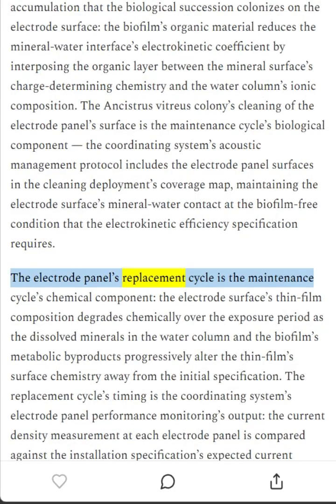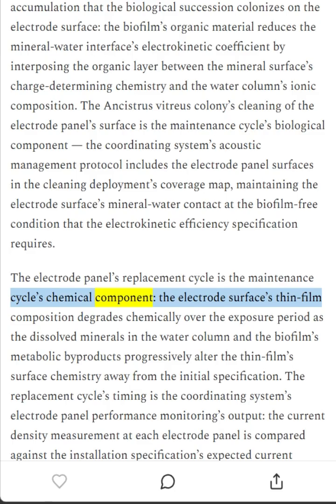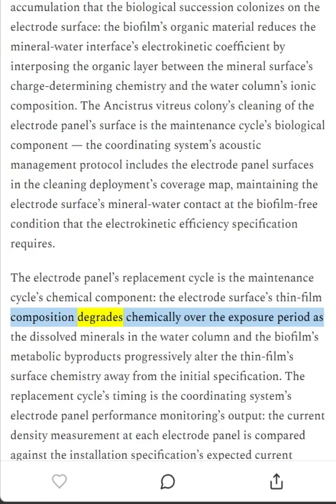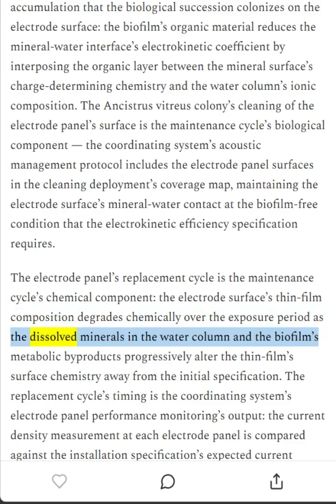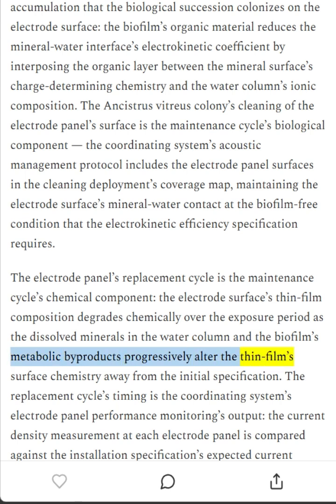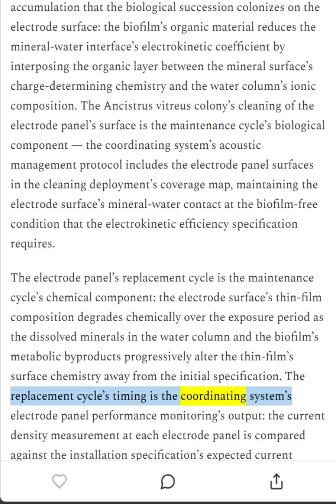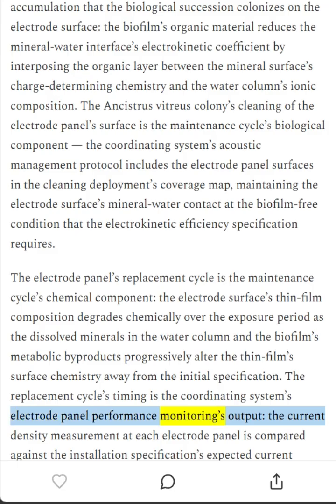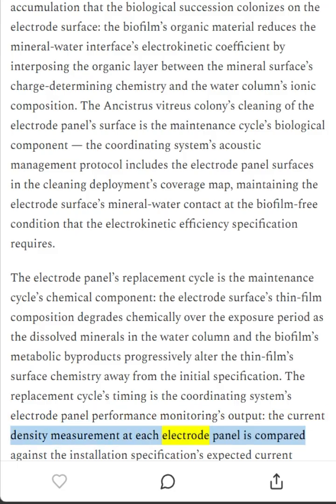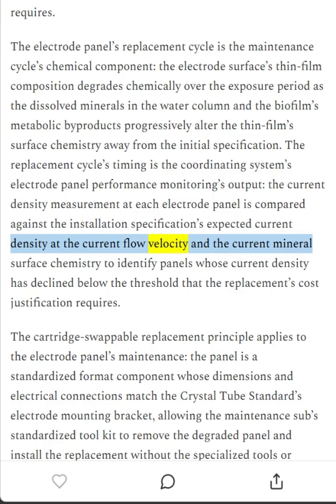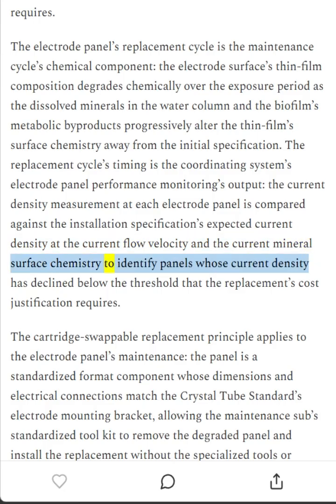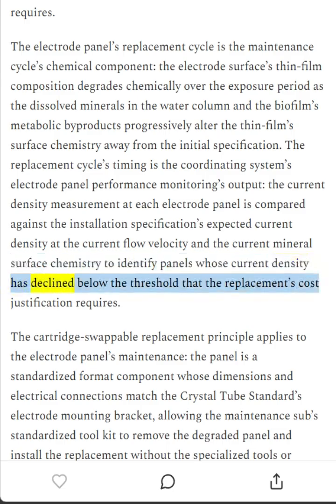The electrode panel's replacement cycle is the maintenance cycle's chemical component. The electrode surface's thin film composition degrades chemically over the exposure period as the dissolved minerals in the water column and the biofilm's metabolic byproducts progressively alter the thin film's surface chemistry away from the initial specification. The replacement cycle's timing is the coordinating system's electrode panel performance monitoring's output. The current density measurement at each electrode panel is compared against the installation specification's expected current density at the current flow velocity and the current mineral surface chemistry to identify panels whose current density has declined below the threshold that the replacement's cost justification requires.